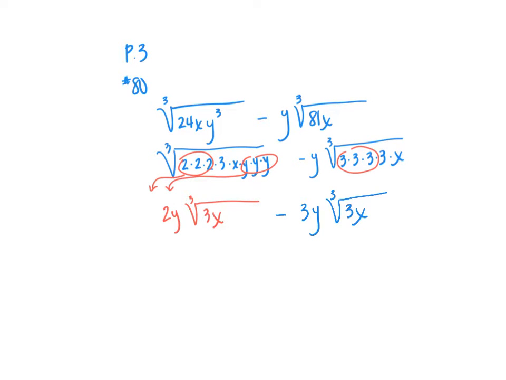Well, now notice I have like radicals. So think about 2y minus 3y. What if you had 2y minus 3y? You're going to end up with a negative y. Now this root, the cubed root of 3x, isn't going to change. It's literally like you were doing 2 yo-yos minus 3 yo-yos gives you a negative 1 yo-yo. That like radical doesn't change whenever you combine like radicals.